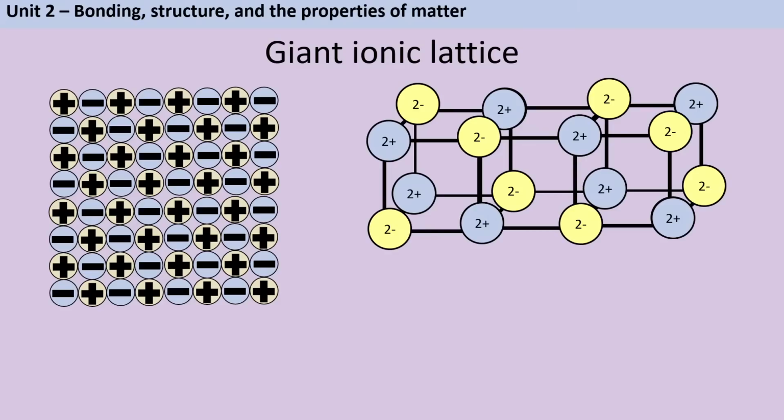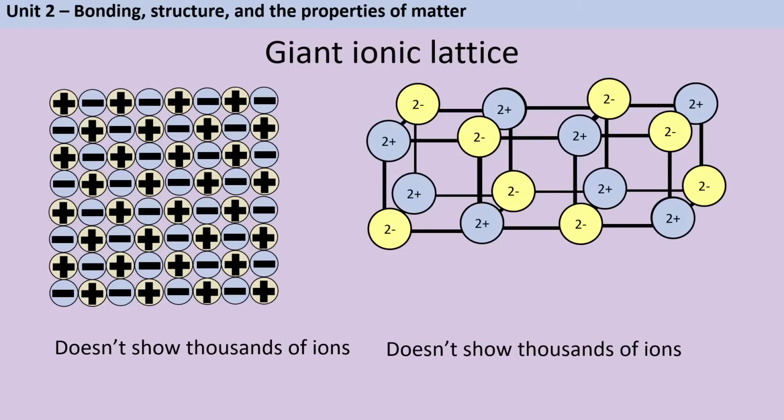Now, you might be asked about different ways of representing this structure, and both of these ways have got some disadvantages. So the first thing is that neither one of them shows that this is a giant structure with thousands of ions, right? It's just not showing that very clearly.